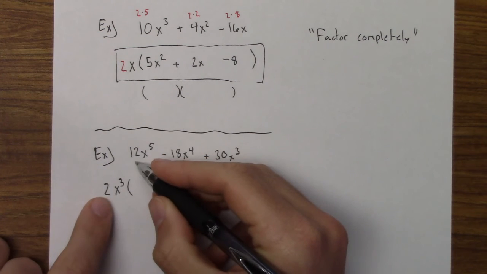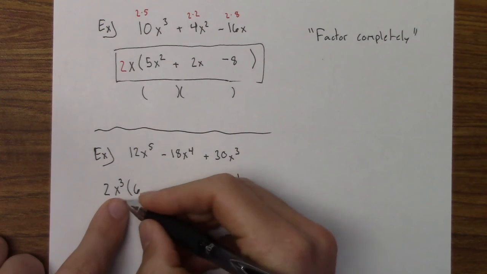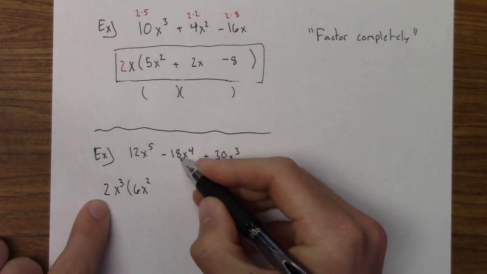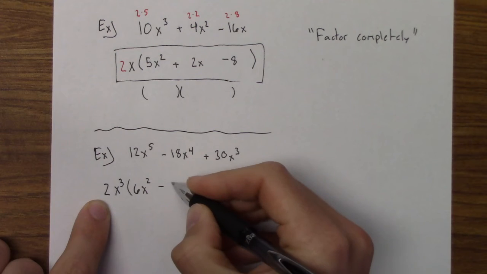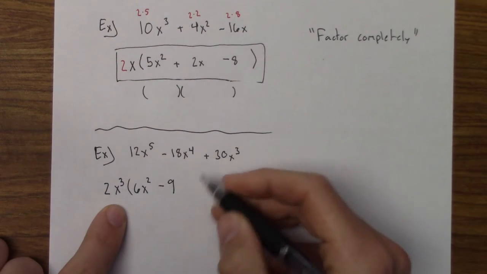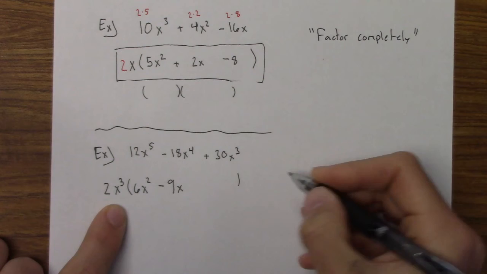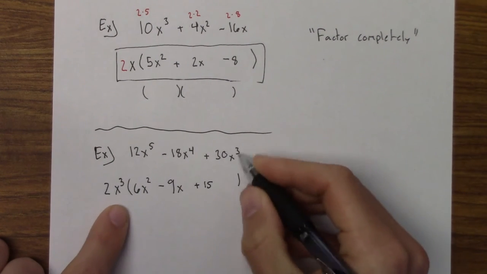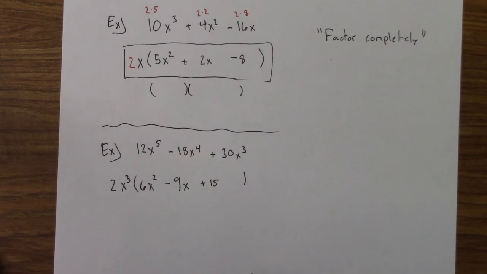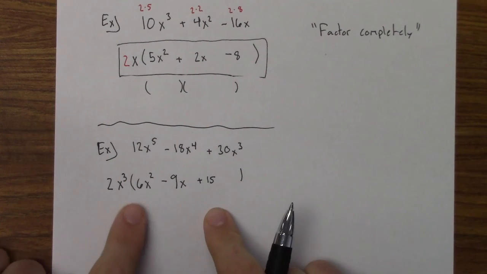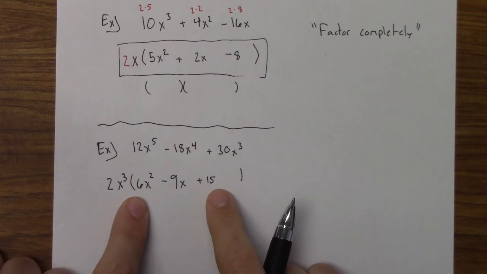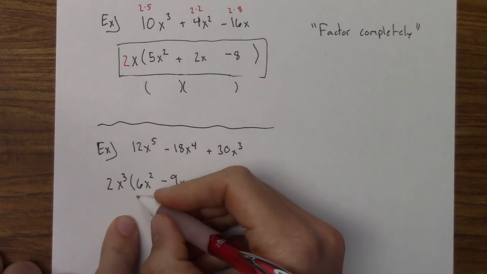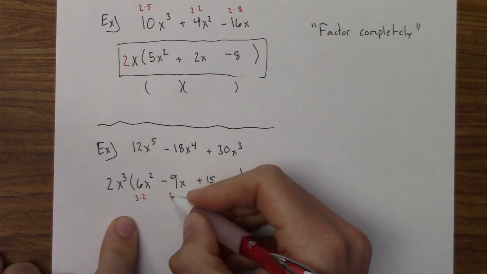Okay, this spot right here, to turn the 2 into 12, I need a 6. To turn the x cubed into x to the 5th, I need an x squared. Second term, to turn my 2 into a negative 18, I need a minus 9. x cubed to x to the 4th, I still need 1x. And then finally the last spot, 2 to 30, I need a 15. And I just have an x cubed, so that's it. Well, look inside your parentheses for a second. 6, 9, and 15. Do all those numbers have something in common? Pretty sure they do. They've all got a 2 or a 3 in them.